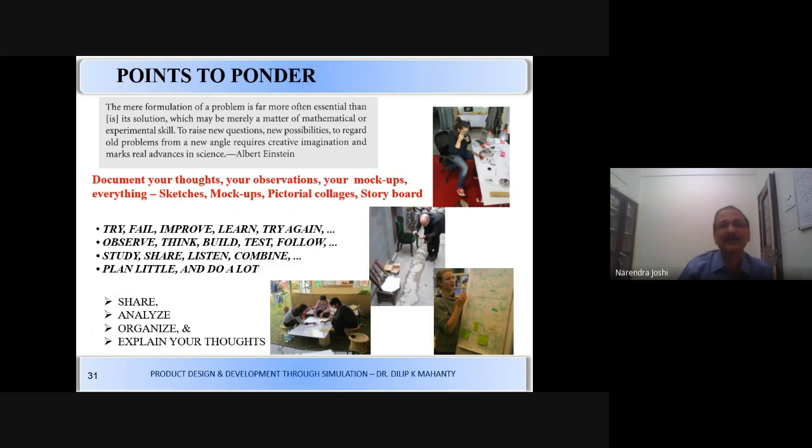That reminds me of the statement given by Albert Einstein. The mere formulation of a problem is far more often essential than its solution, which may be merely a matter of mathematical or experimental skill. To raise new questions, new possibilities, to regard old problems from a new angle, requires creative imagination and marks real advances in science. This is possible when you actually follow the things which I mentioned here: try, fail, improve, learn, observe, think, build, test, follow.